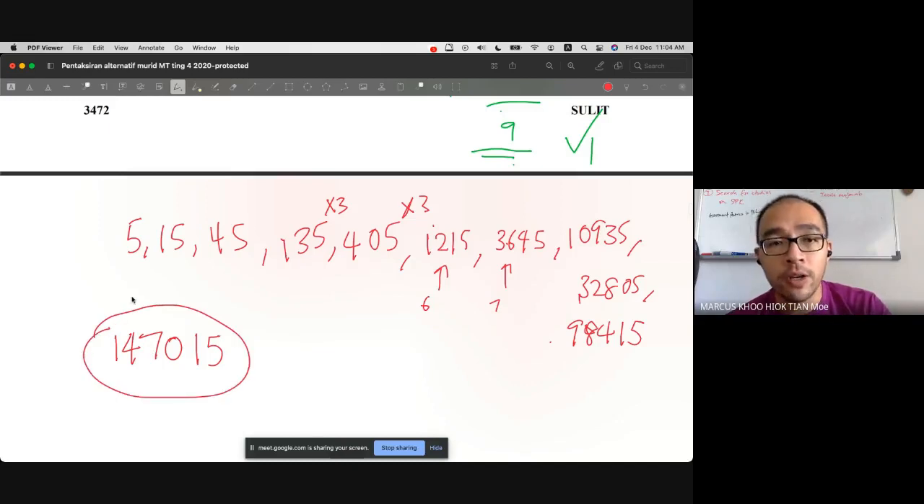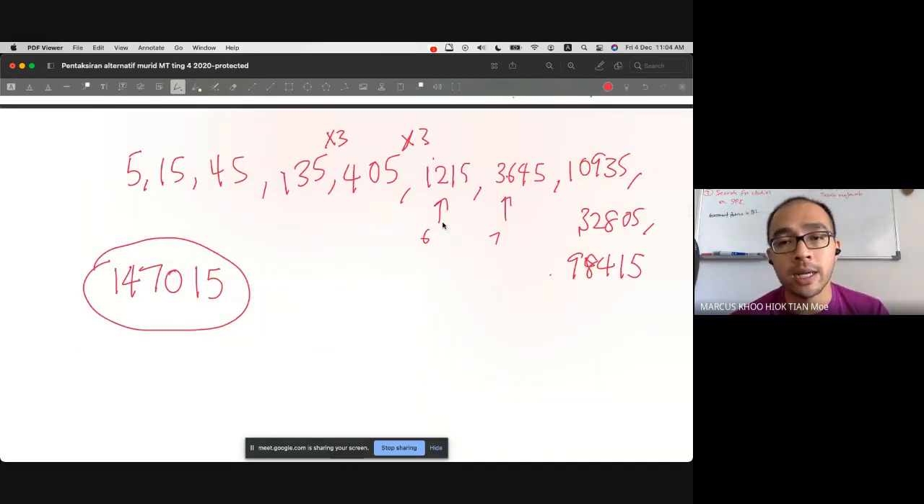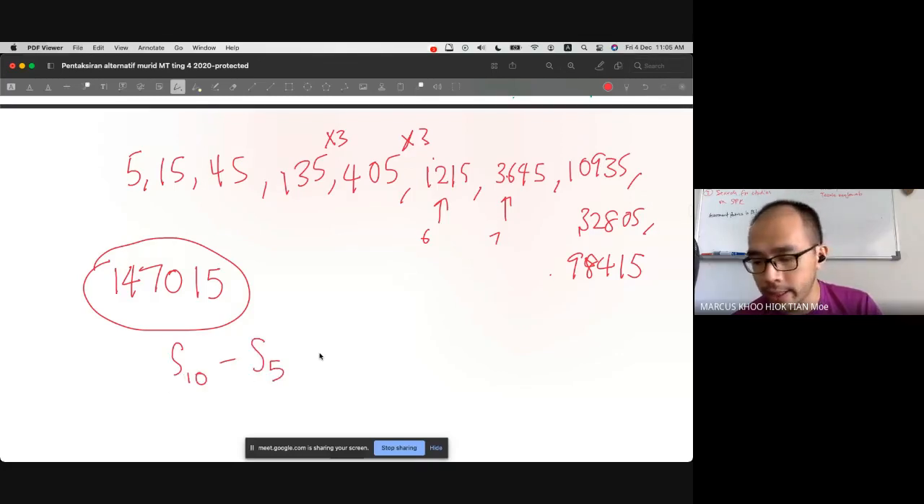Okay, of course that is the kids' way, where you multiply by 3, multiply by 3, multiply by 3. Is this method wrong? No. Because you are applying geometric progression, which is something that you learn in AdMaths. Okay, but if you really want to do the actual AdMaths method, you are looking for S10 minus S5. Those of you who understand this can do this.